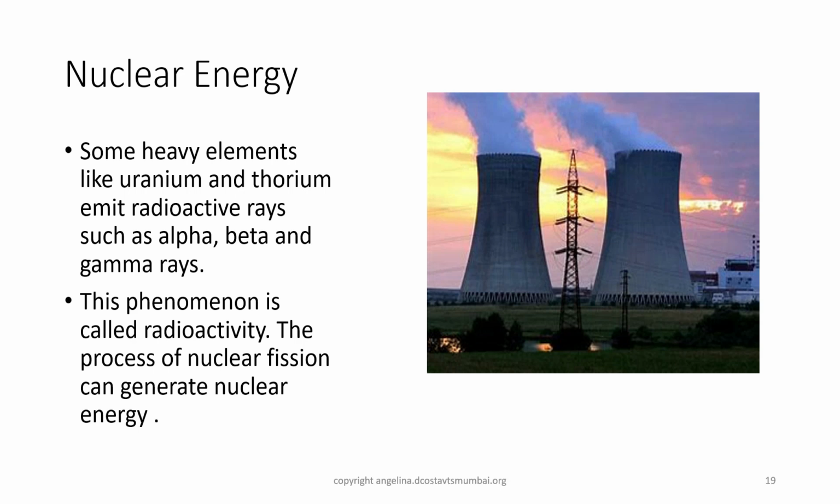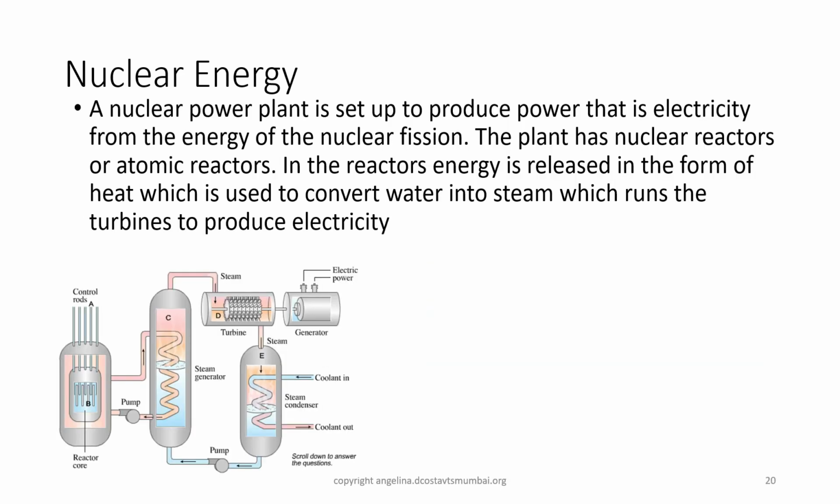What are the elements used? Uranium and thorium. A nuclear power plant is set up to produce power, that is electricity, from the energy of the nuclear fission. The plant has nuclear reactors or atomic reactors. In the reactors, energy is released in the form of heat, which is used to convert water into steam, which runs turbines to produce electricity. This is how electricity is produced through nuclear energy.